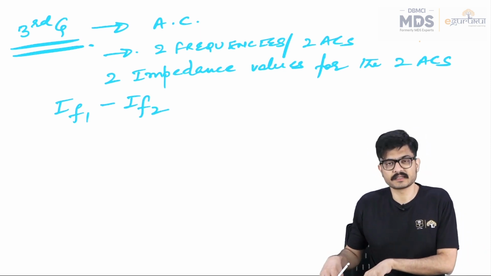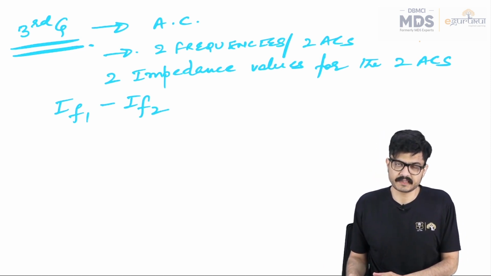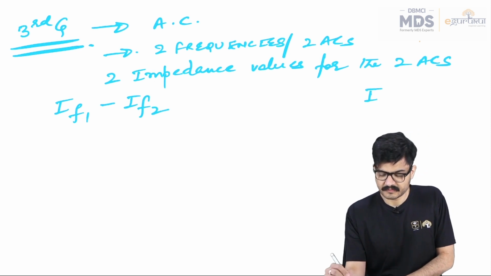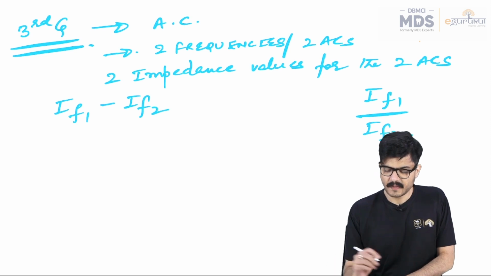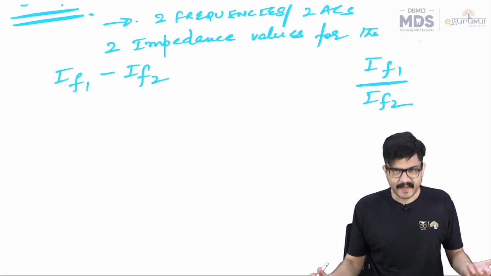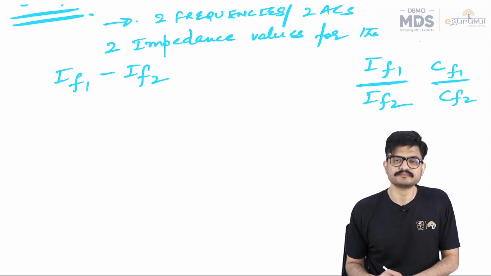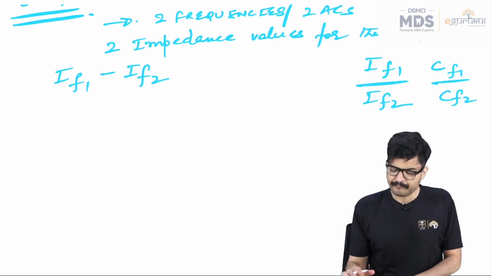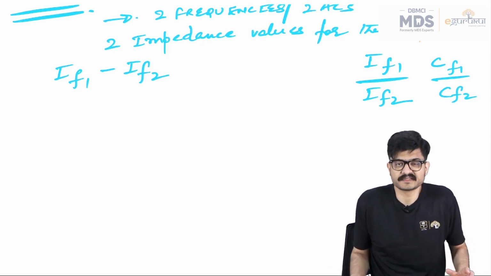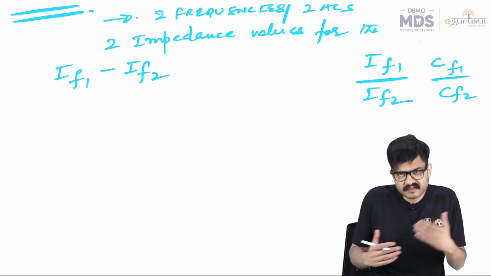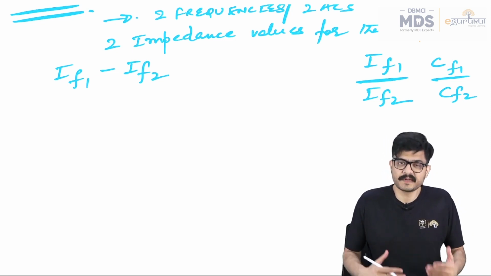The other type of third generation apex locator is based on the ratio of these two impedances at these two frequencies. So impedance value at frequency 1, impedance value at frequency 2. See, when you know the impedance, you can also calculate the capacitance. So capacitance at frequency 1 and capacitance at frequency 2, right? Irrespective of whether we are trying to measure the difference or the ratio, we are basically using a comparative method. So this is also known as comparative impedance based apex locators.